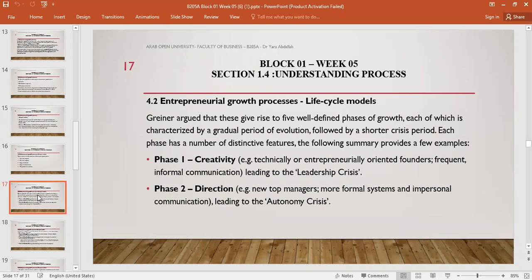Here, Garnier concentrated on the description of the phase. Thus, I am only going to describe the phase, to explain the meaning of the phase. This is what happened. Let's start with the first phase. Garnier suggested that the first phase will be creativity. And here the entrepreneur or the founder will be concerned about coming up with new ideas.